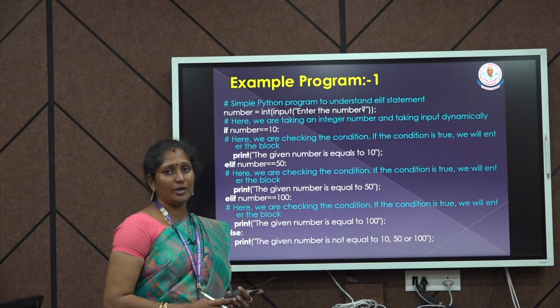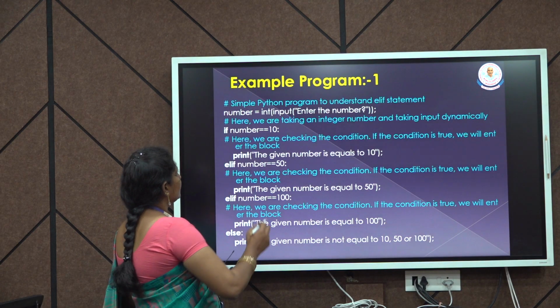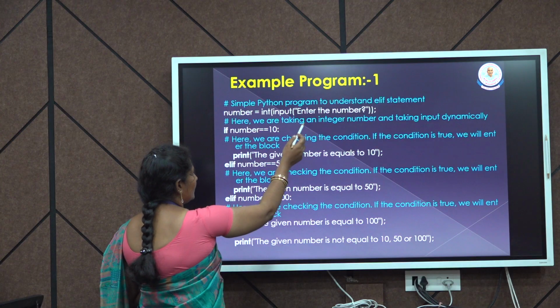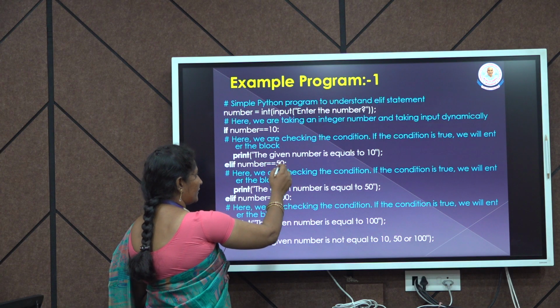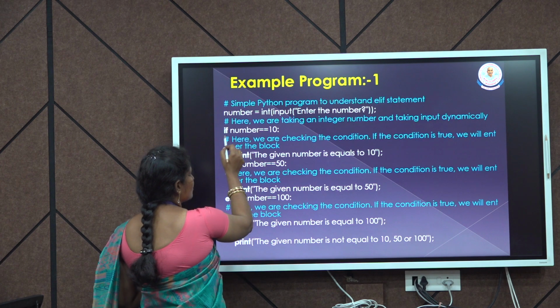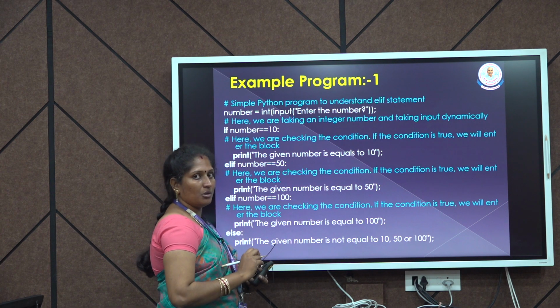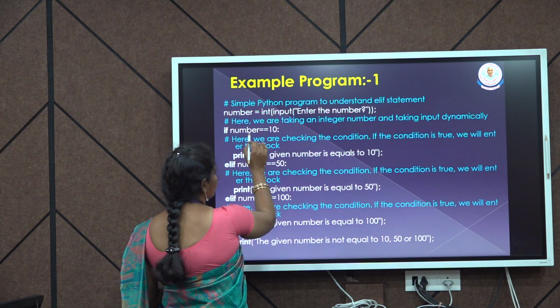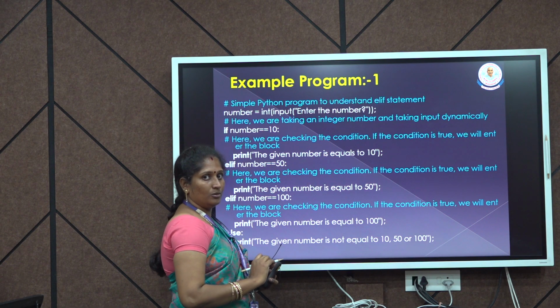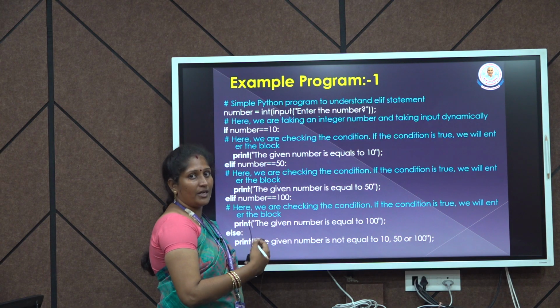This is example program 1. Here we are getting the number value. We are checking whether the given number is equal to 10 or equal to 50 or equal to 100. So, here we are using if. Initially we have to use if. So, if number equals 10, it prints equals to 10, otherwise it moves to the next condition.